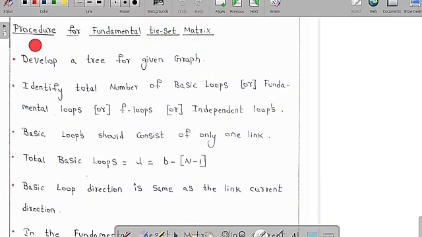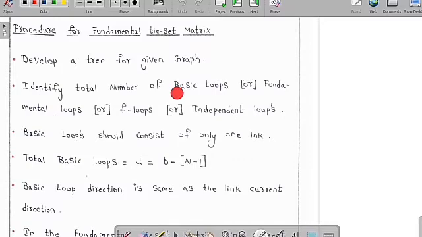So now we are going to learn the procedure for the fundamental tie-set matrix. In order to make the fundamental tie-set matrix, the first thing is you have to develop a tree for a given graph. So for a given graph, you should always make a tree. That is the first concept.